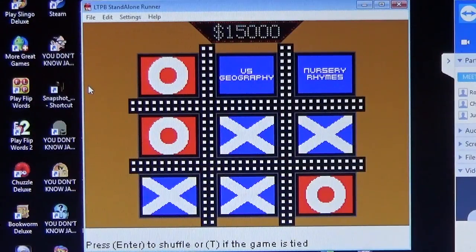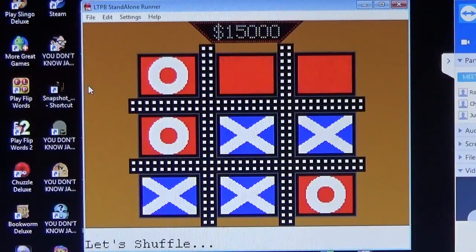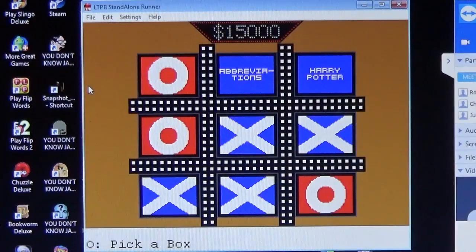Center box is taken care of. We have $15,000 in the pot and we shuffle. This is a real thing. Yeah, you're kidding. Nice. Oh, no. Chris. Going with abbreviation for the block. You only got to answer one this time, Chris.